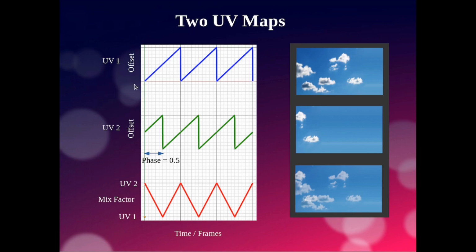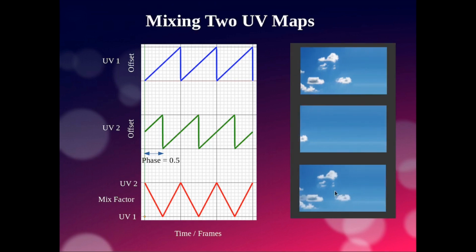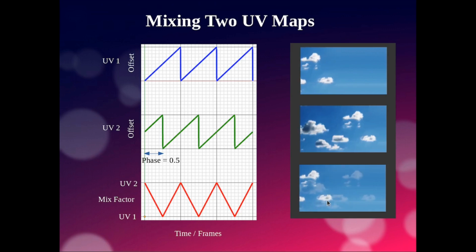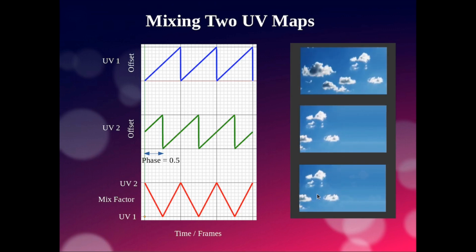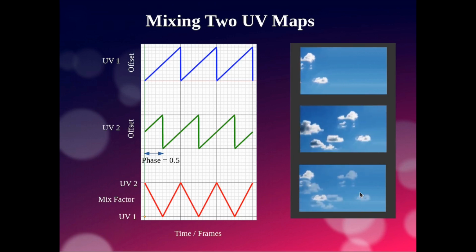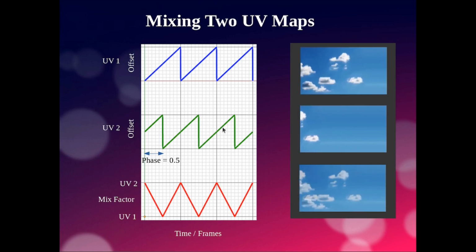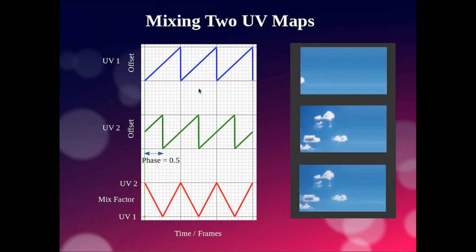The first UV map we're going to offset with this function, and the second UV map we're going to offset with the same function but with a half phase difference. So we get textures something like this, and then we're going to mix these two textures with this triangular wave factor. If we do that for a couple of frames, we can see that we get a smooth transition between these offset textures with this mix factor. This is the main idea or concept behind the flow map.